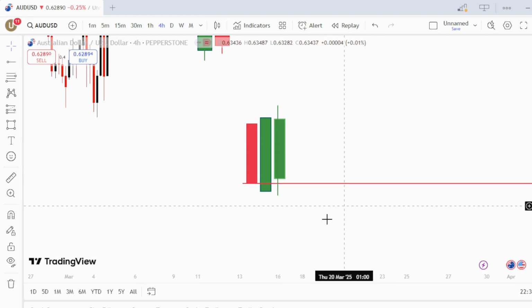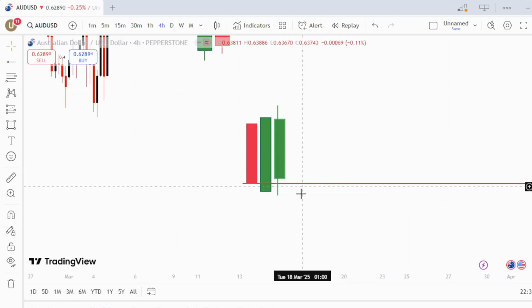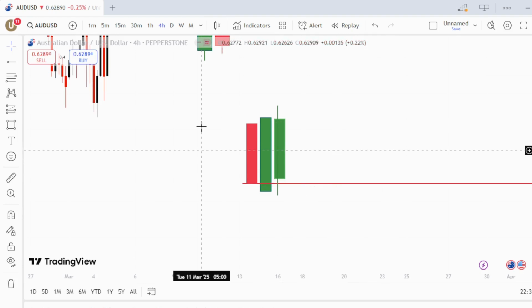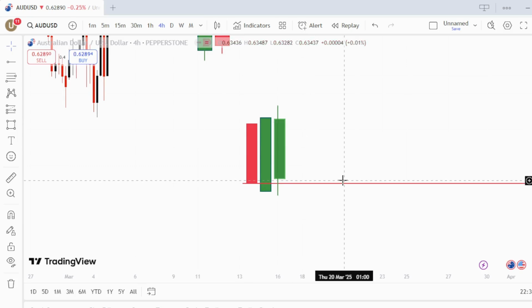The unfresh level, let me quickly say this. When a level has been tested like 3 times plus, yes, there's high probability that that level will be broken. And if price is moving towards that level with strong momentum, it may not respect the level. Yes, because the level in the first place is no longer a fresh level. So you have to watch out for that.